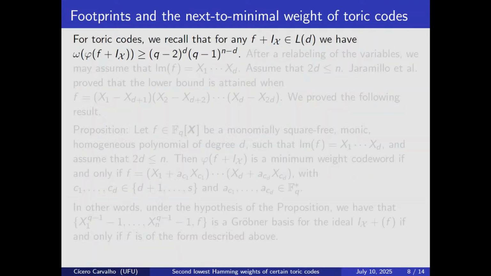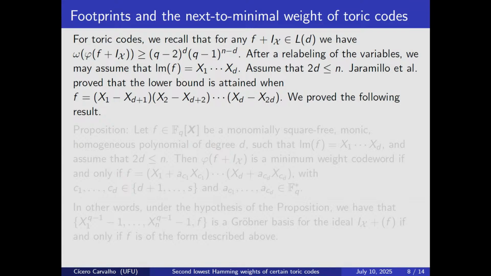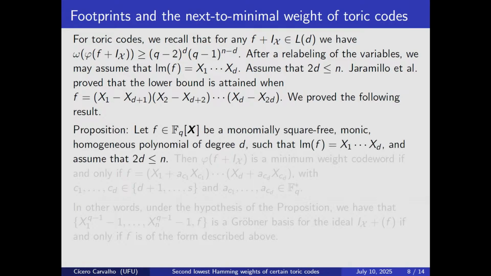So for toric codes, we recall that if you have an element of D, you have this lower bound for the code word. Okay. After reordering the variables, we may assume just for simplicity that the leading monomial is x1 to xt. Okay? Then assume that 2D is less or equal than D. We know that Jaramillo and friends proved that if you take this polynomial, you get a lower bound. And together with Patanè, we proved the following.